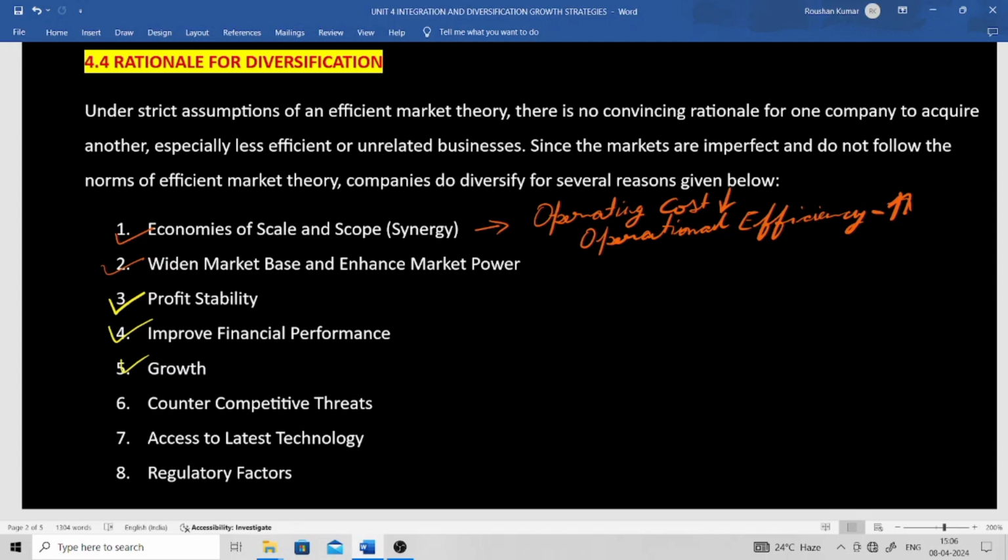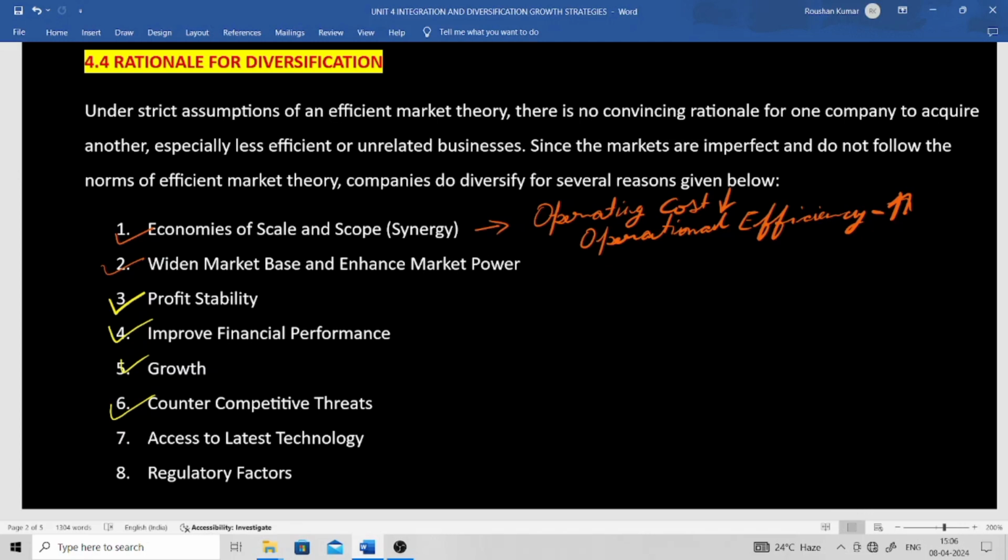Counter competitive threats. So when competitors join, or whenever there is a merger or acquisition of competitors, then the number of competing firms decreases. So that's why counter competitive threats decrease.